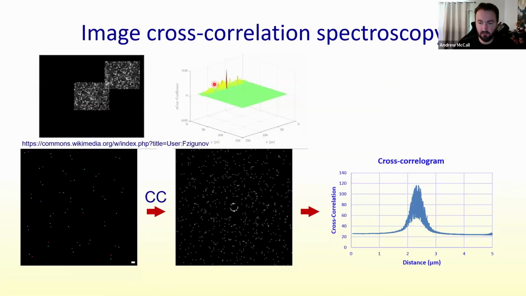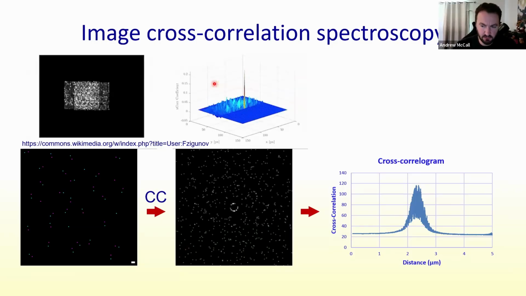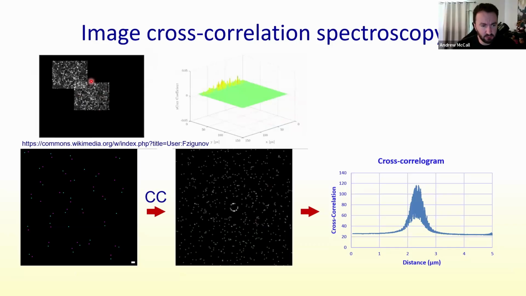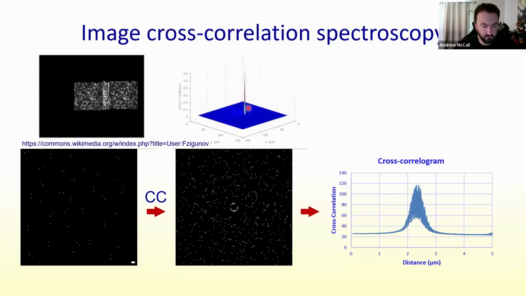The answer, in my opinion, is we go with a different approach entirely. Those same images can be analyzed using something called image cross-correlation spectroscopy. With image cross-correlation, what we do is we sweep one image across the other, and we measure the correlation at each translation, and then we map that onto a cross-correlation result image. When we do this, we'll be able to see peaks of correlation in that cross-correlation result.